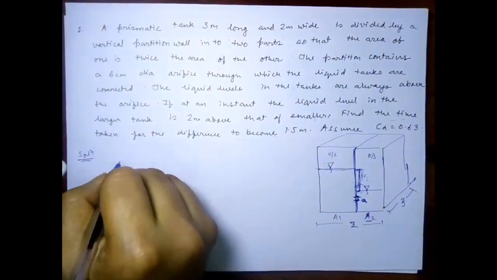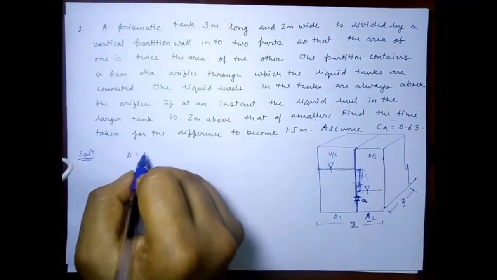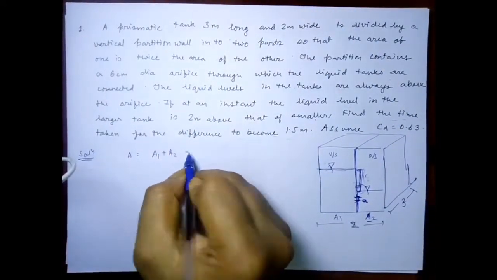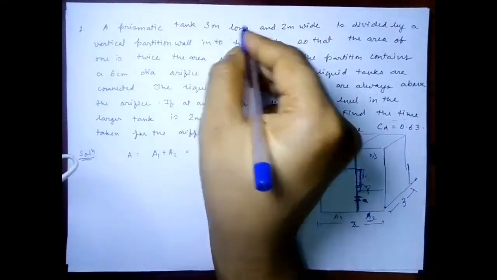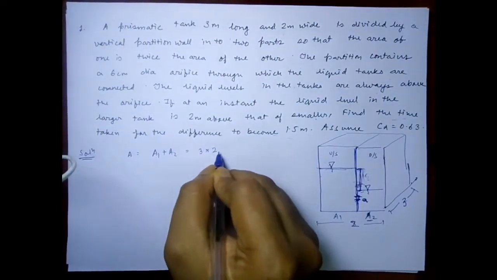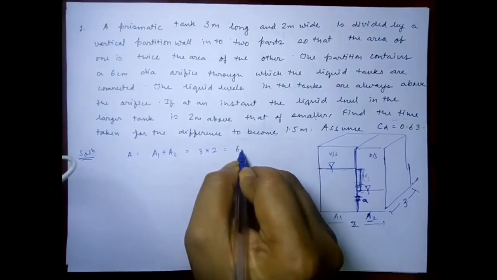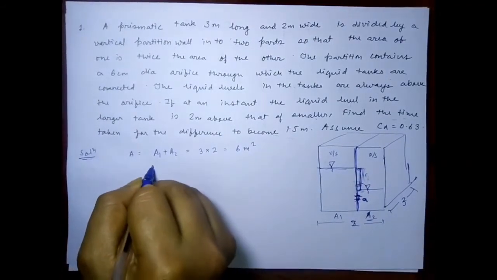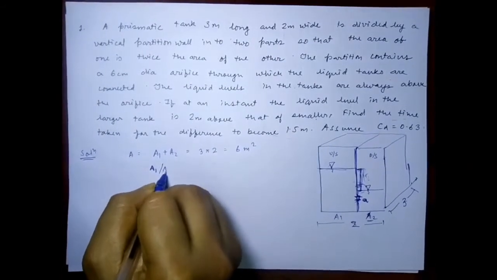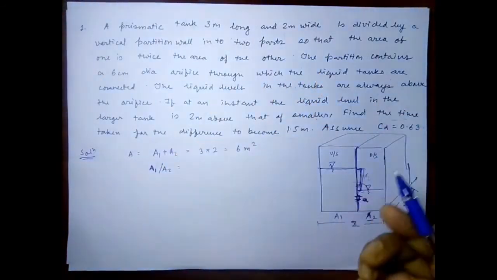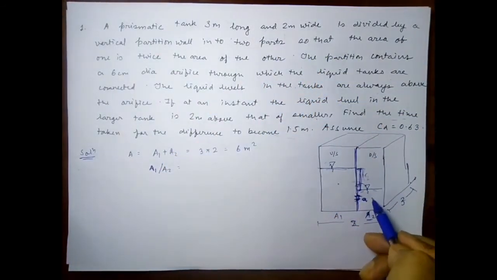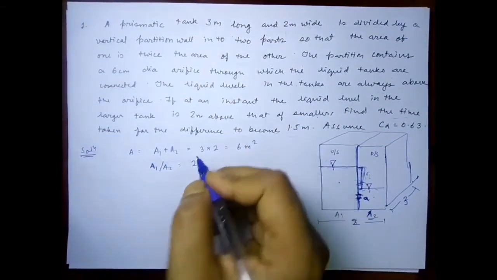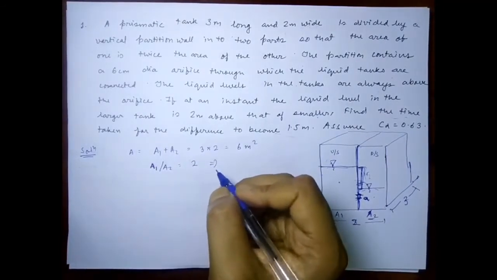The total area of the tank is equal to the area of the two partitions, and that is equal to 3 meter long and 2 meter wide. Therefore the cross sectional area will be 3 into 2, that is 6 meter square. Similarly, I will take A1 upon A2, since they say the larger part is twice the smaller part. So A1 upon A2 will be equal to 2.